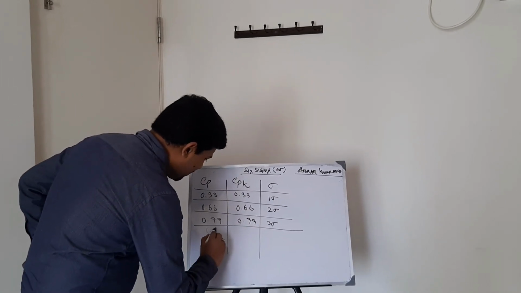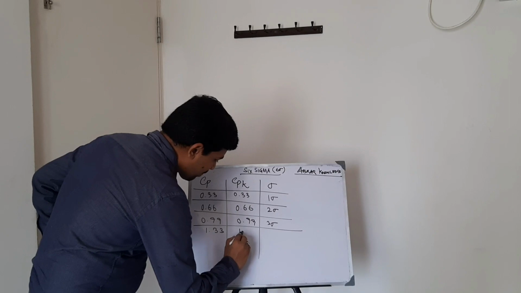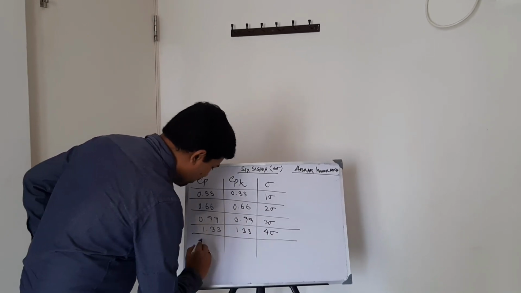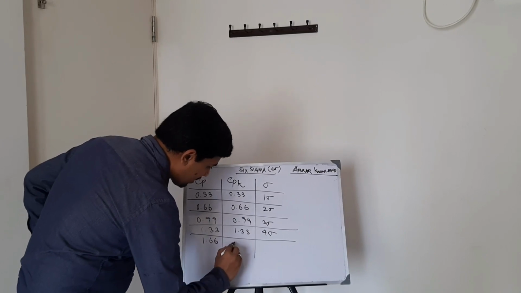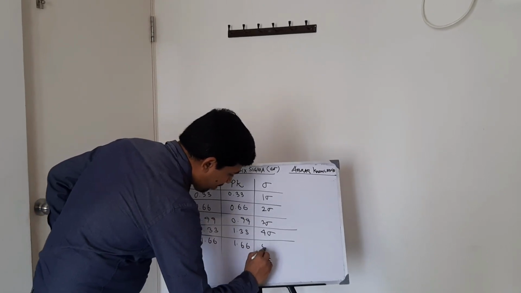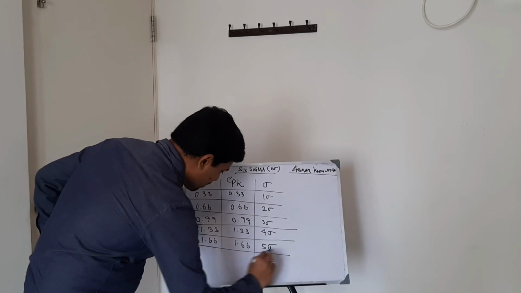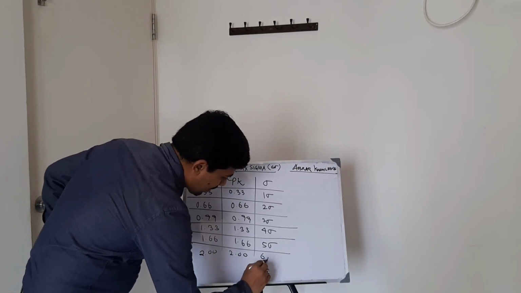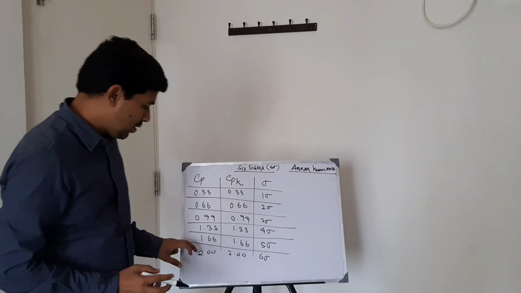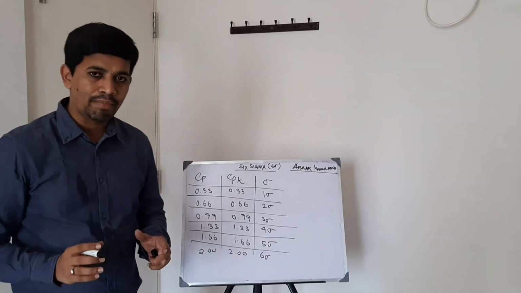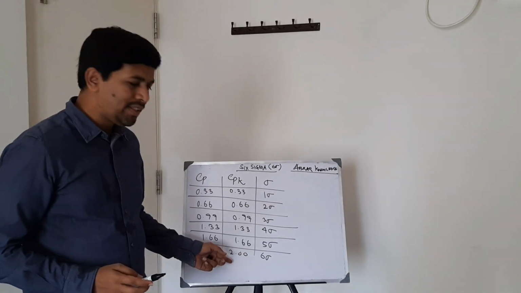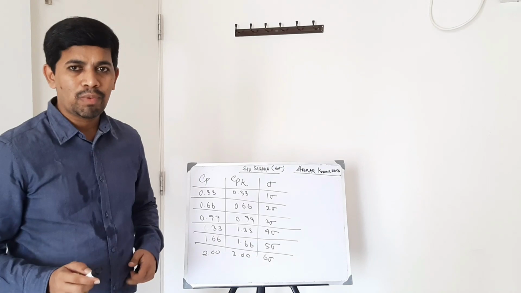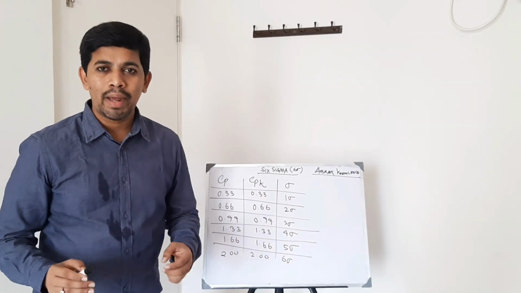If it is 1.33, it's 4 sigma, and it goes all the way to 1.66, that means it's 5 sigma, and 2, it's 6 sigma. So in order to have 6 sigma, the CP and CPK value should be a minimum of 2. Let me explain how we can calculate by applying the formula.